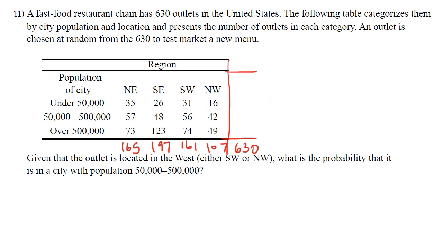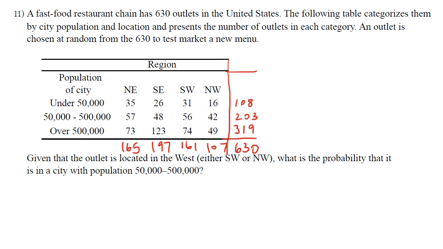Adding this way, 35, 26, 31, and 16, that's 108. 57, 48, 56, and 42, that's 203. 73, 123, 74, and 49, that's 319. So if I sum those, 319, 203, 108, that also gives me 630. So I'm good so far.